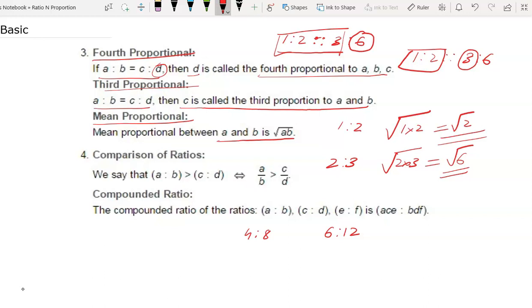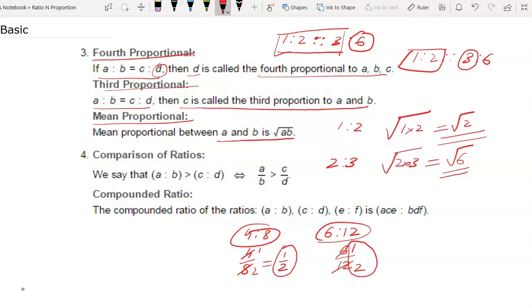Now 4 is to 8: 4 ones are 4, 4 twos are 8, so it is equal to 1 by 2. And if we take the second ratio, 6 by 12, 6 ones are 6, 6 twos are 12. So we can see here this ratio is 1 by 2 and this ratio is also 1 by 2. So we can say that 4 is to 8 is equal to 6 is to 12.